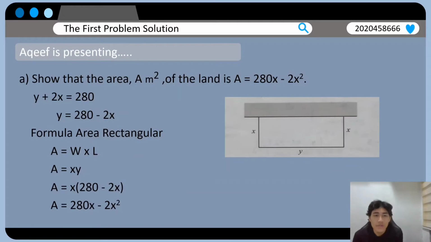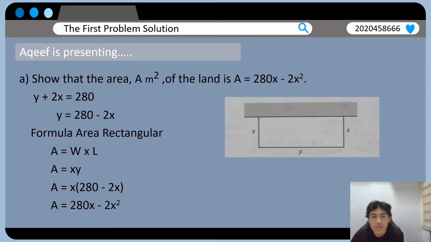so the solution of the first question is the total of y plus 2x is 280. So we move the 2x to the other side and let the equation be y equals 280 minus 2x. Using the formula for the area of a rectangle, area is width times length. The width from this question is x and the length is y. So we get the y value, which is 280 minus 2x.